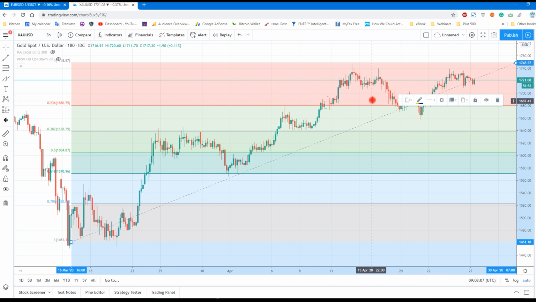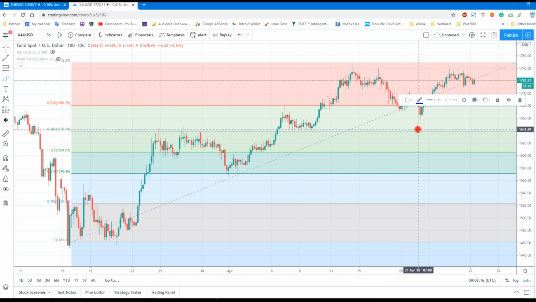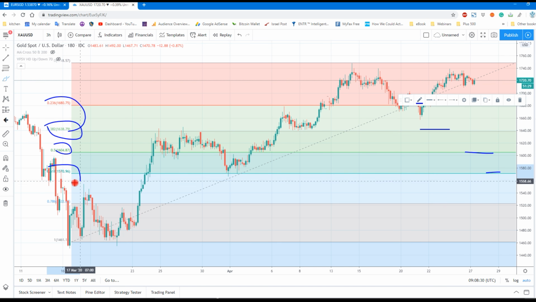Push, high, push, high, push, high. So we would expect a retracement to happen at this level. And if it falls down farther, this level and this level, which are our 23.6, our 38.2, our 50%, and our 78.6. And this is all the way down to where that trend began.